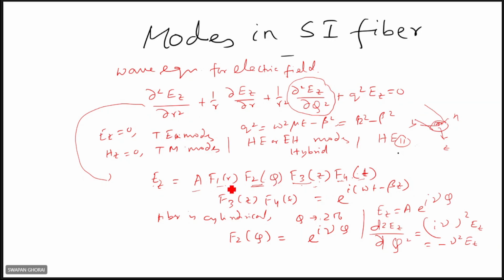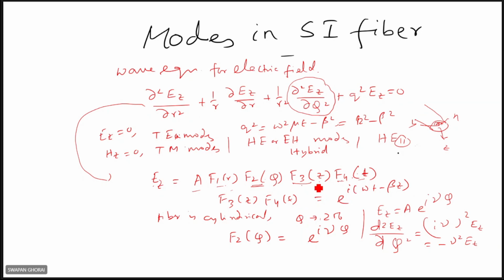r, phi, z will always be there. Also, you have to consider the time varying parameter, that is t. So there are 4 functions, 4 variables: f1(r), f2(phi), f3(z), and f4(t). Now this has to be reduced to a single variable, then only you can solve it.